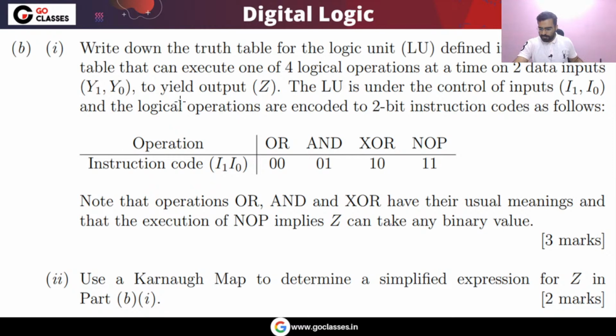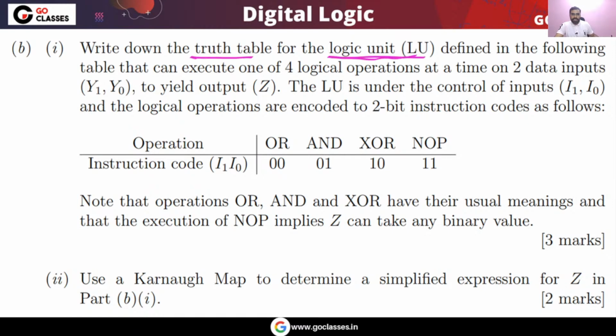Please read the question one time. Let's read this question. What is this question saying? The question is saying: write down the truth table of a logical unit. We have a logical unit defined in the following table that can execute one of four logical operations at a time.